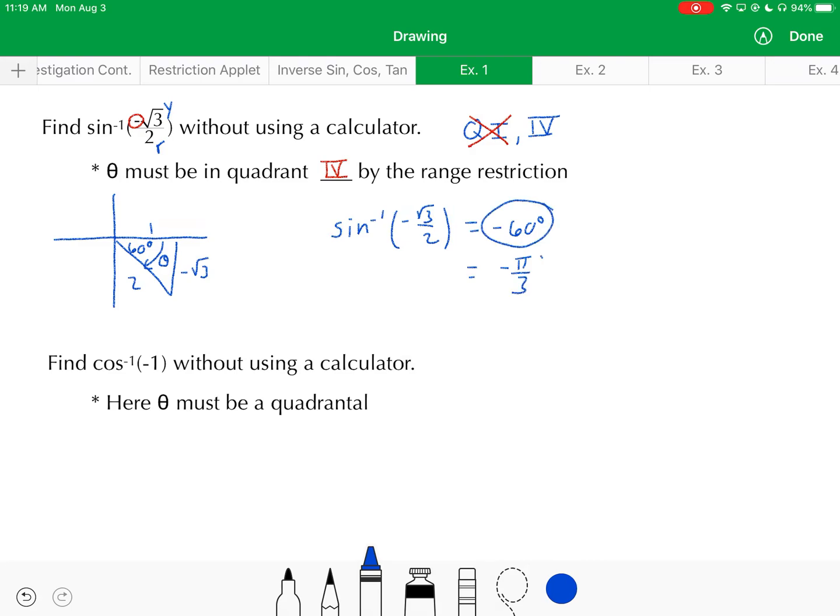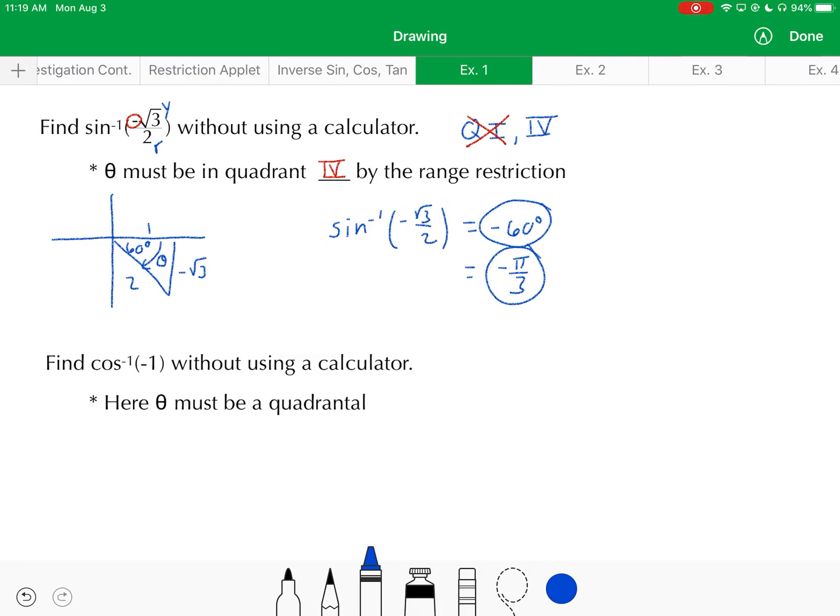Most common mistake I get from students is instead of giving me negative 60 degrees, they end up giving me 300 degrees. And the issue with 300 degrees is it's not between negative pi over 2 and positive pi over 2, between negative 90 and positive 90, okay?